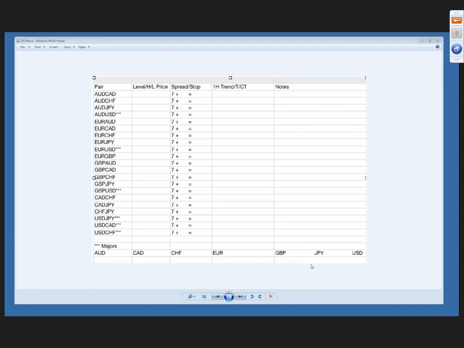But anyway, that's what we do with that. What we do here is, and I'll show you some examples. First, I'm going to walk through this particular sheet. Then I'll walk through the micro. Then I'll show you examples on the chart.